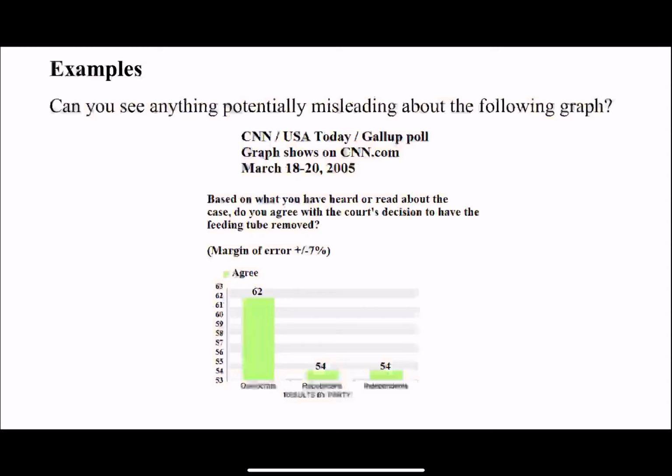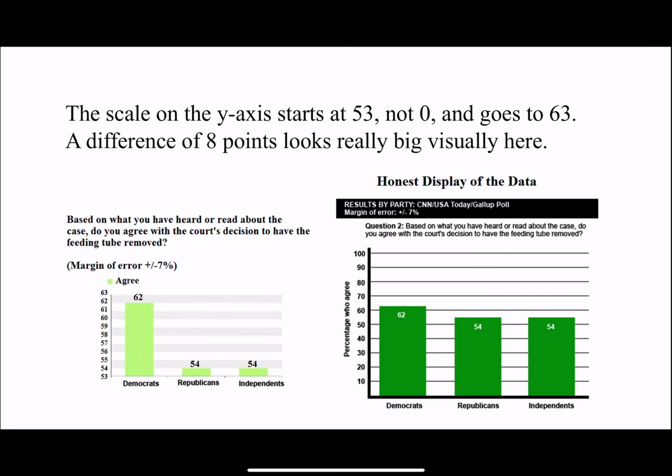The problem is that when you look at this data, just visually, you think that there is a huge difference between the response received by Democrats and Republicans and Independents, okay? This is how they have actually presented the data. But here is the honest display of data. For the Democrats, it's 62, for Republicans, 54, Independents, 54. If you look at the y-axis, they didn't start from 0. Look at the scale, they started from 53.